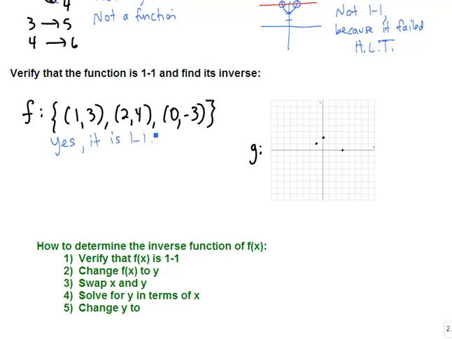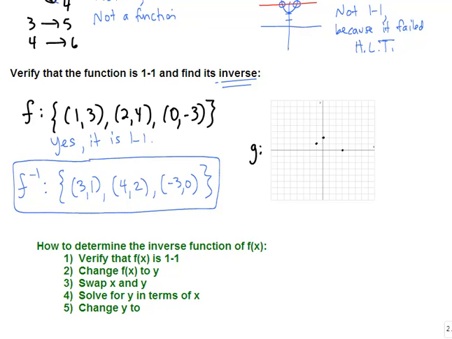So if it's one-to-one, then it must have an inverse. And its inverse function we could write with this notation: f with a little minus 1, that stands for inverse. It doesn't mean exponent, it means inverse. And to get the actual inverse rule, or in this case ordered pairs, we remember just swap your x's and your y's. So the ordered pair 1, 3 becomes 3, 1. The ordered pair 2, 4 becomes 4, 2. And the ordered pair 0, negative 3 becomes negative 3, 0. Okay, so here's our inverse function.